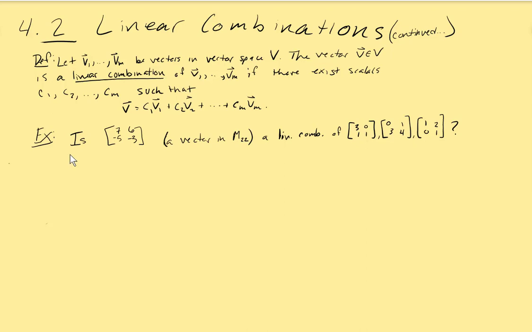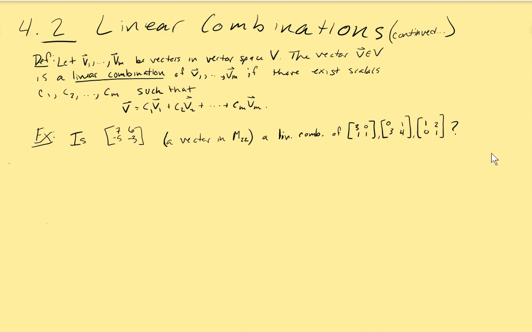Might look a little different because we have matrices rather than just row vectors, but the process is still exactly the same. We want to see if this 7, 6, -5, -3 matrix, that's like our V here, can be written as a linear combination of these three matrices. We set it up exactly the same way as before. We say the given matrix 7, 6, -5, -3 equals a scalar times one of the matrices plus a scalar times the other plus a scalar times the third.